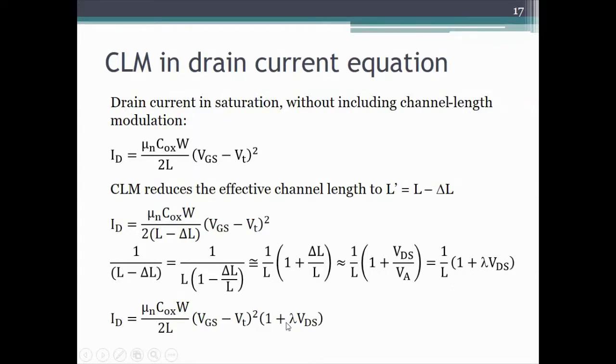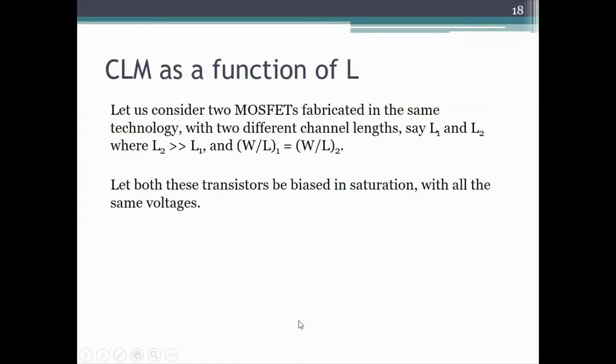So this equation basically is saying that as VDS increases, the drain current also increases in saturation. Without it, if lambda is 0, the drain current is constant. And therefore, the larger the lambda, the larger will be the variation of the drain current in saturation. All right? Okay. Now let us look at how CLM varies with L.